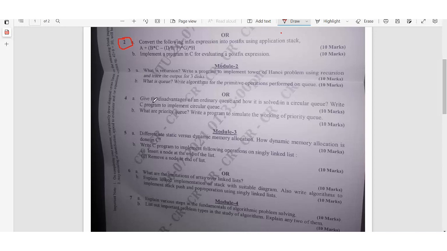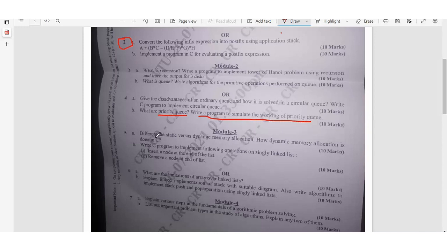Then 4A: give the disadvantages of an ordinary queue and how it is solved in a circular queue. Write a C program to implement the circular queue. In the queue, you have to learn very thoroughly, guys, what a queue is and the difference between circular queue, simple queue, priority queue, and DQ, with advantages and disadvantages, and do learn its program, so that if they straight away ask what a priority queue is, you are ready. Last year they asked to write a program to simulate the working of a priority queue.